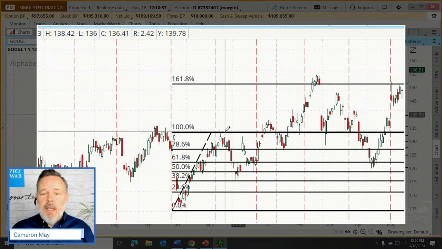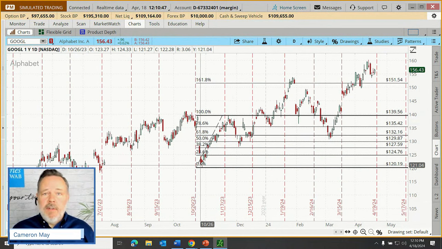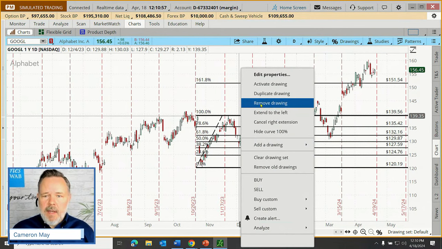So this volatility that seems to be inherent within Google or Alphabet tends to move more to extremes, maybe, than other stocks or other indices. Instead of running up and pulling back 38 to 50%, it's pulled back a little bit further. Well, is that typical? Let's look at the next move.